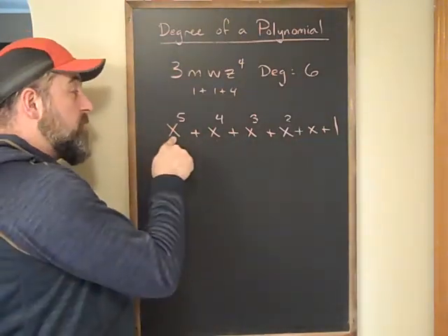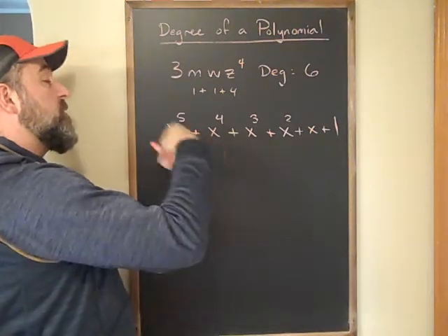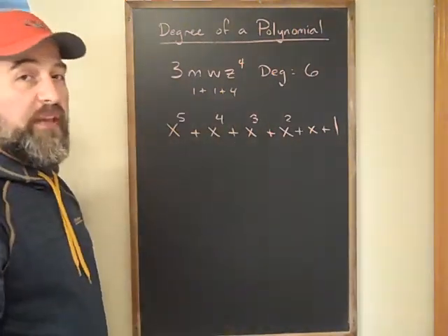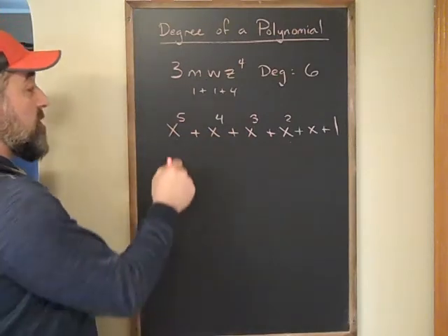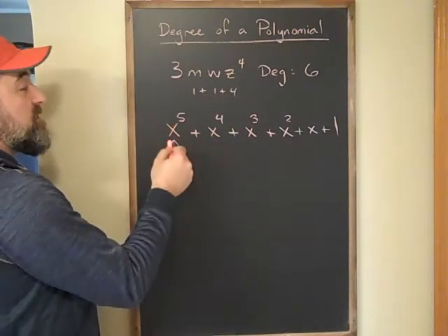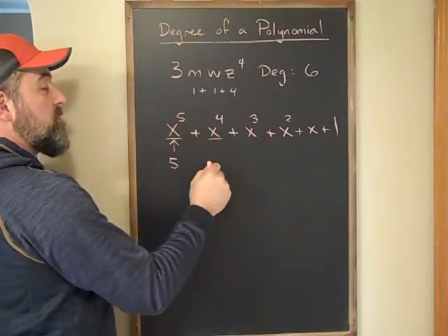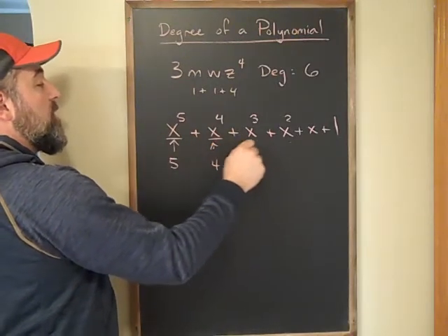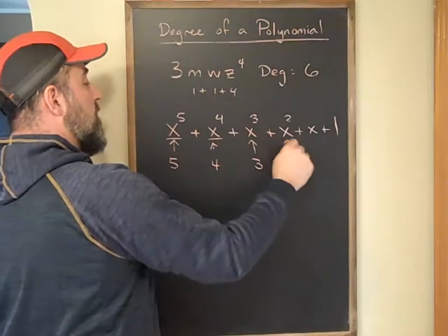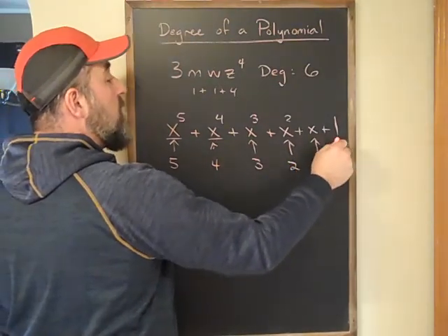Well, this is a monomial, that's a monomial, that's a monomial, etc. What are the degrees of the monomial terms? Well, this has a degree of 5. This term has a degree of 5. This term has a degree of 4. This has a degree of 3. This has a degree of 2. This has a degree of 1.